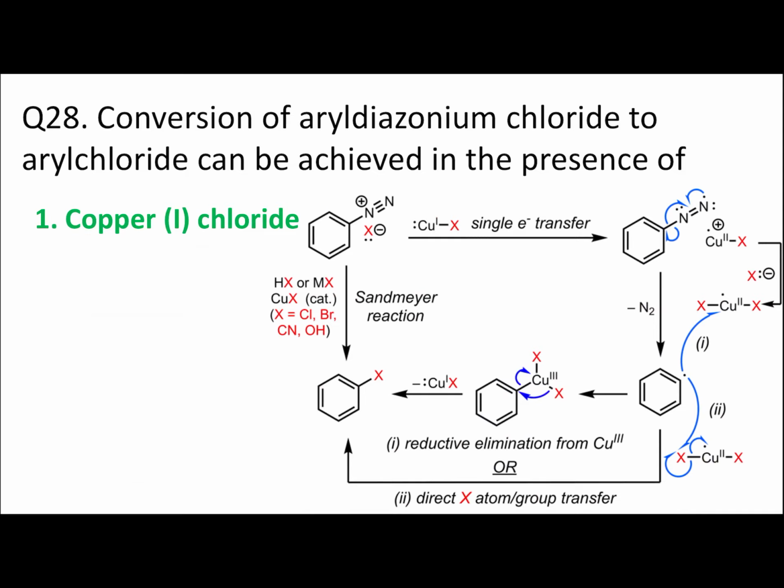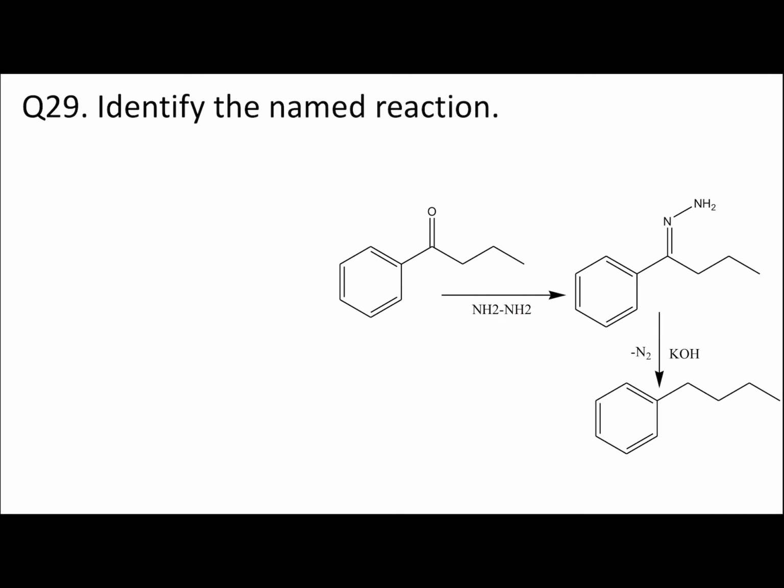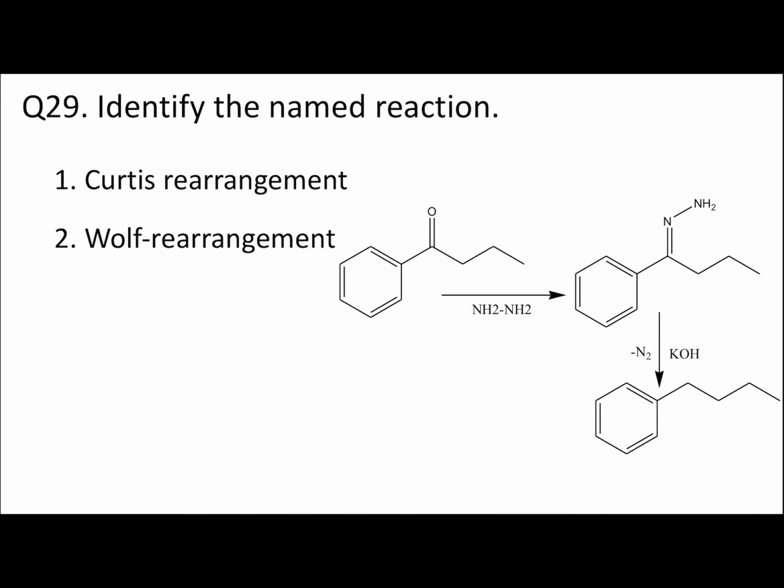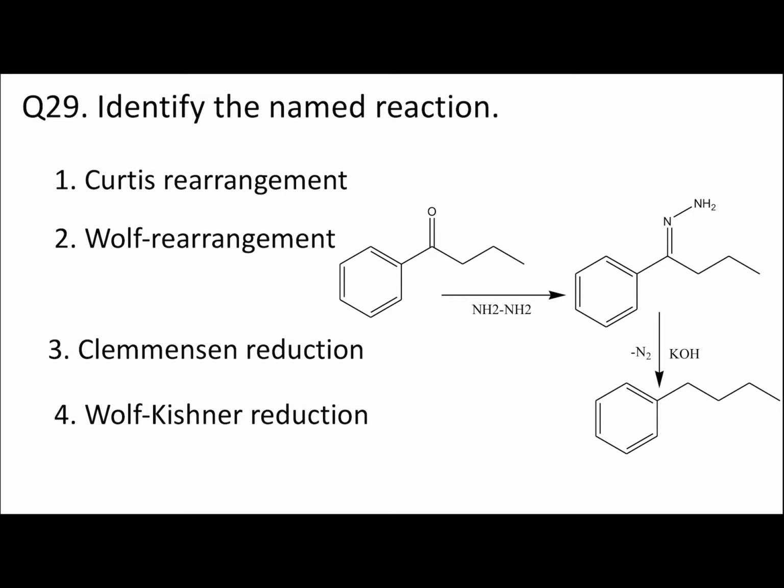Now let's see next. Here identify the name reaction. We have to identify this name reaction. It is a Curtius rearrangement or Wolff rearrangement or Clemmensen reduction or Wolff-Kishner reduction. Here look at the starting material. At the starting material there is a keto group. Next, the reagent added is NH2NH2, and this is called hydrazine, and hydrazine has replaced the oxygen. Okay, you can see there.